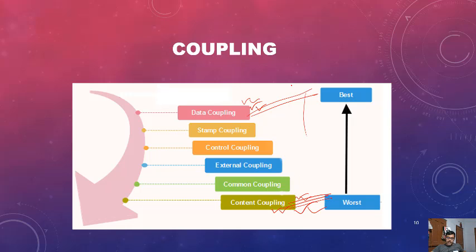So you can understand now that high cohesion and low coupling are very much necessary when we modularize our problem, when we decompose our problem. Thank you very much.